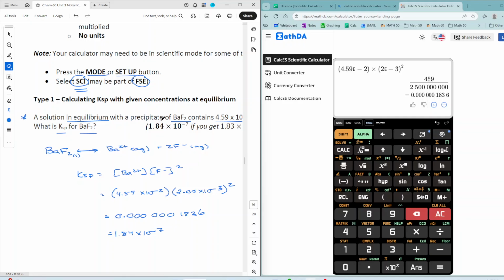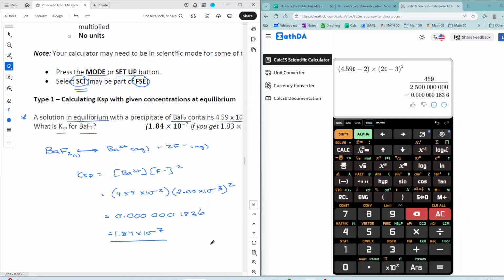So if I hit 1, now it's going to give everything in scientific notation. So 4.59 EXP -2 times 2 EXP -3, squared, and now it gives me 1.836 times 10 to the -7 as my answer, so I can round it to 1.84. So sometimes when you're talking about really little numbers all the time, it's nice to just leave your calculator in the scientific mode.